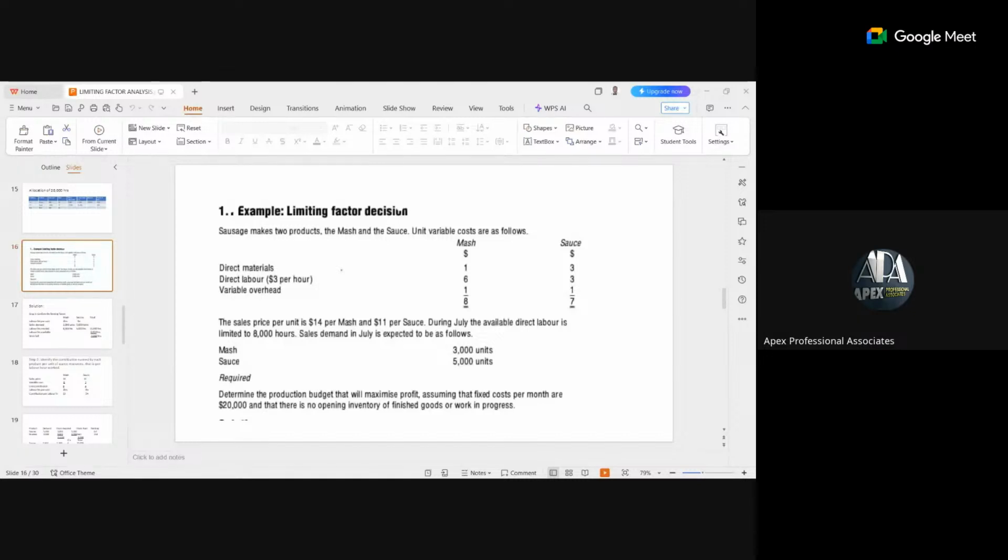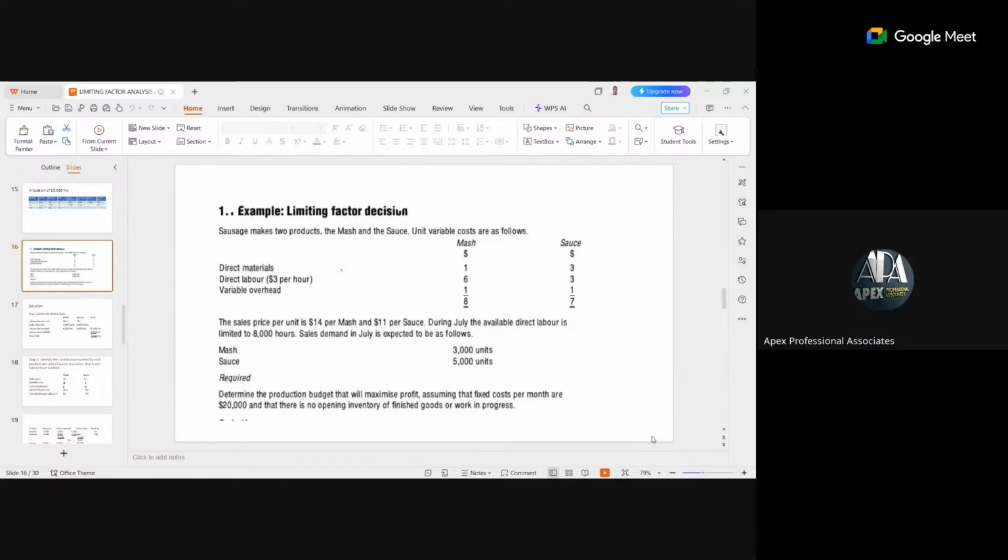Hence, there will be need for you to rank. So to maximize profit or output, resource should be allocated to product or activities that yield the highest contribution per unit of the limiting factor. Take note, per unit of the limiting factor. Hence, once you do this, you make a decision.